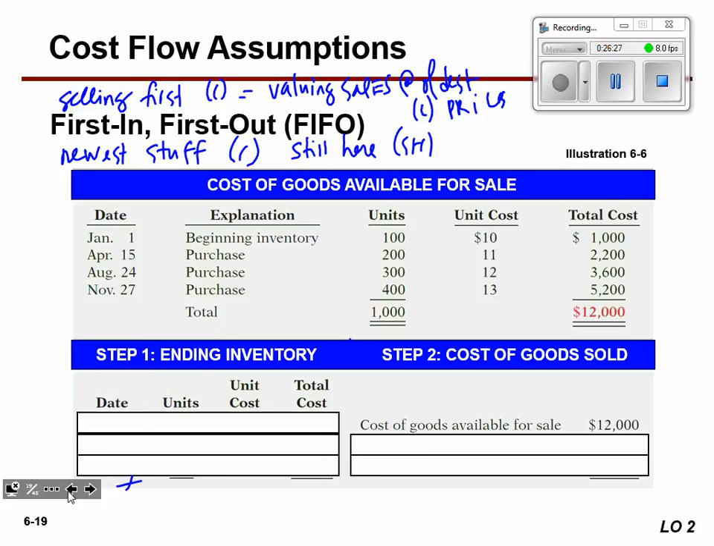Okay. So out of our beginning inventory and purchases, what's still here? The cheaper stuff or the more expensive stuff? More expensive stuff, because FIFO is the first stuff we're valuing that we're going to sell, and the more expensive stuff is SH, or still here.